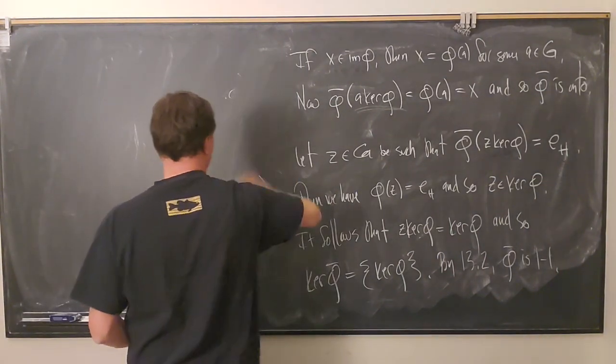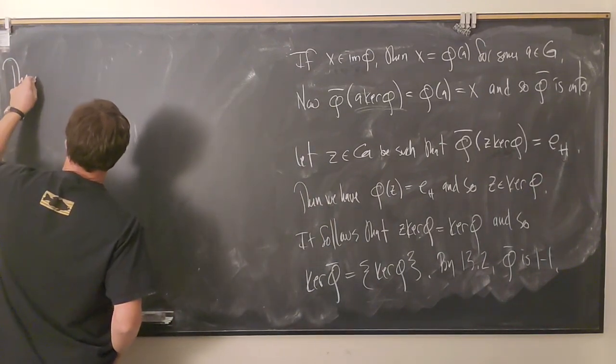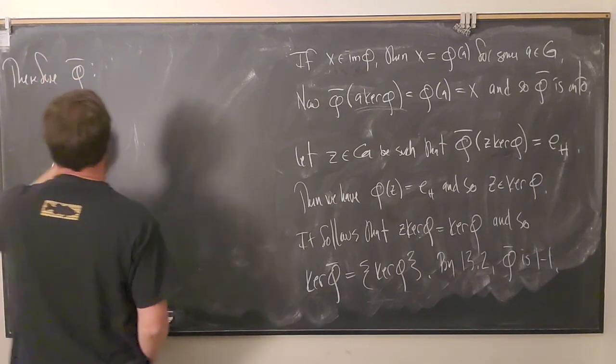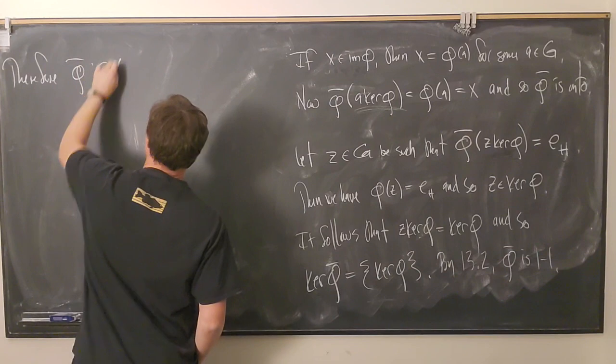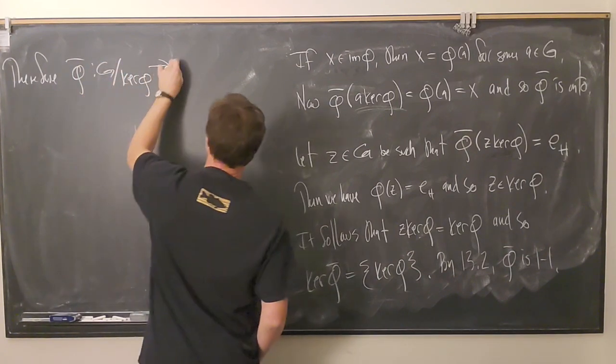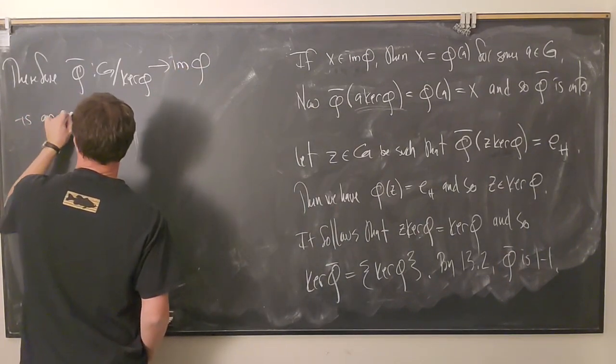We need a concluding sentence. Therefore, phi bar from G mod kernel of phi to the image of phi is an isomorphism.